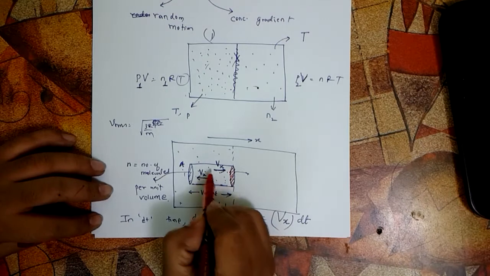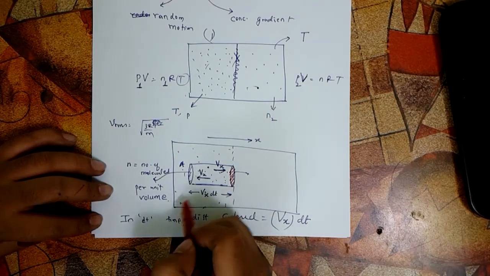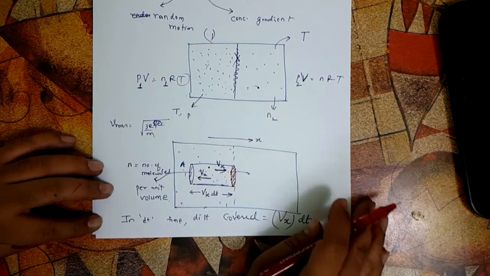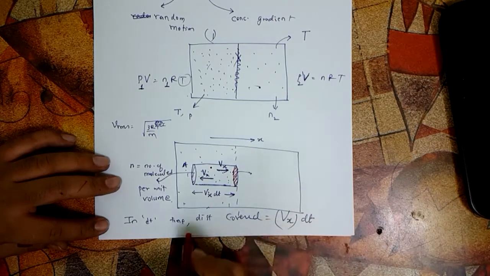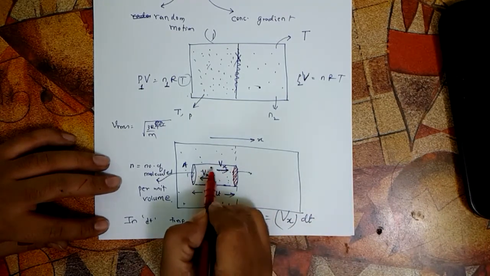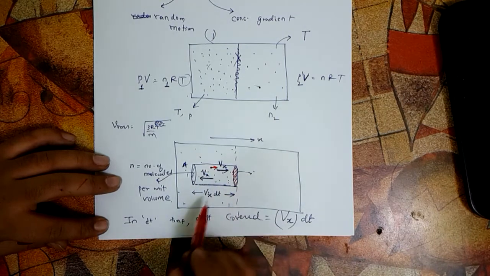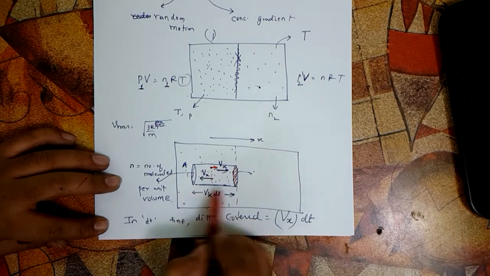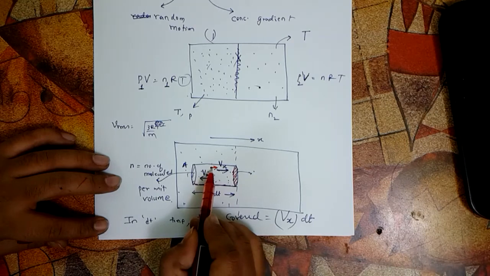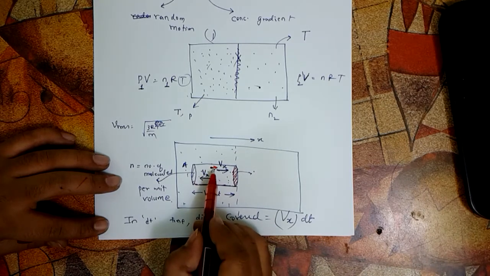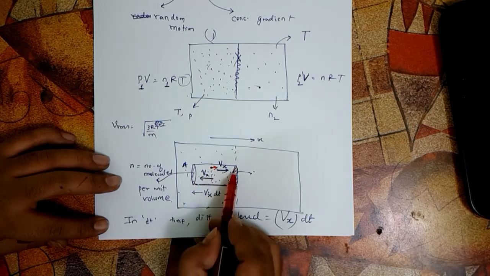Now let's consider this molecule. In dt time it will cover Vx dt distance, and if it's moving like this, then it will cover Vx dt. But then this entire thing is Vx dt, so it is at a distance of less than Vx dt from this, and so it will be able to cross.